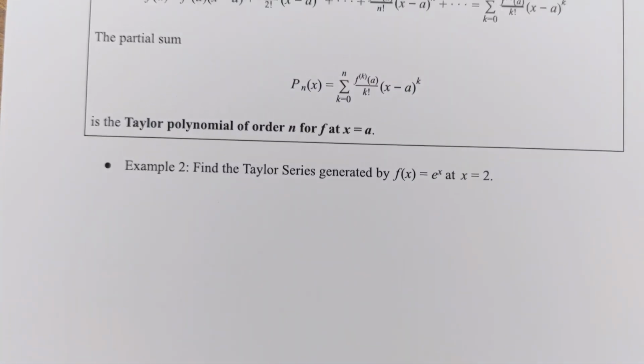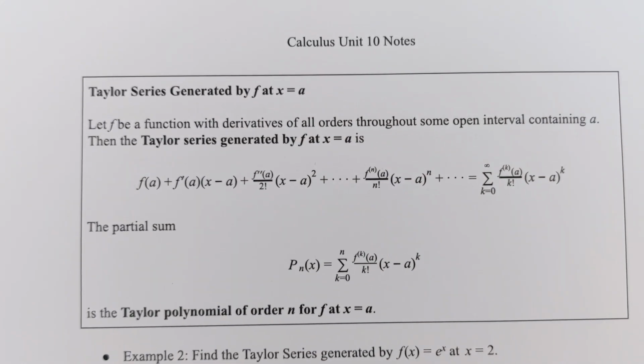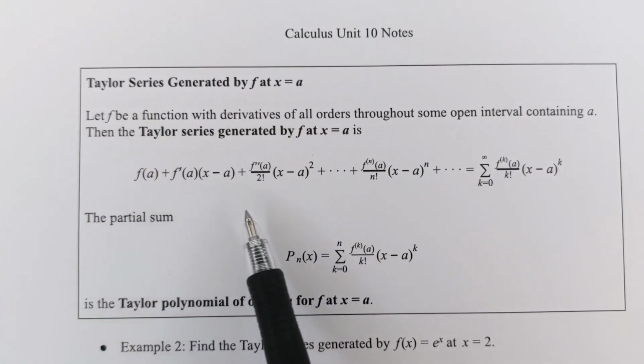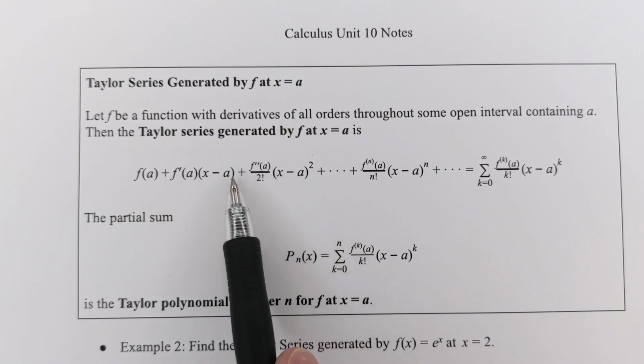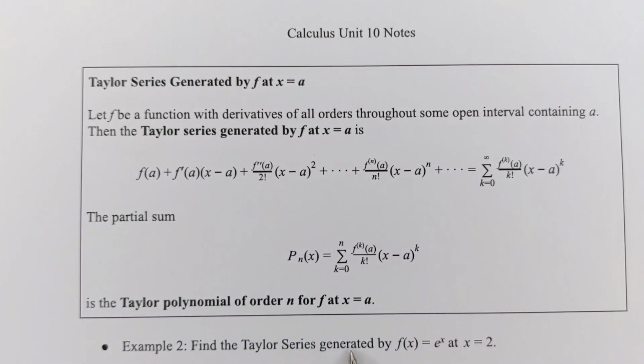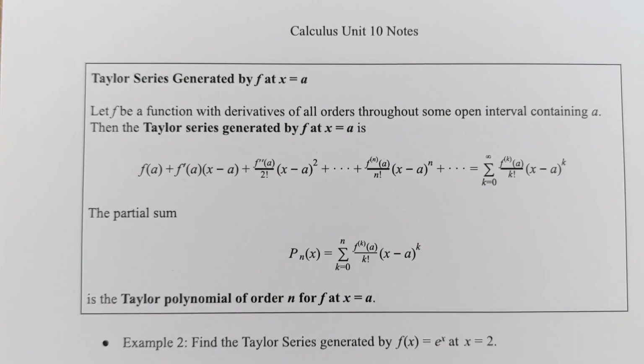All right. So you can also generate a series centered at any location. That's a Taylor series. It's almost exactly identical. Instead of having just x's, I have x minus a's where I'm centering it. So find the Taylor series generated by f of x equals e to the x at x equals 2.